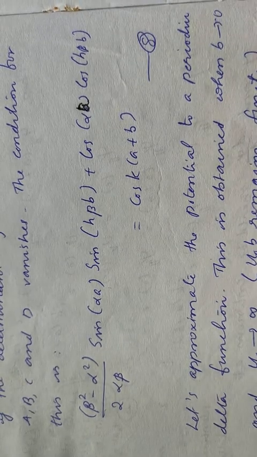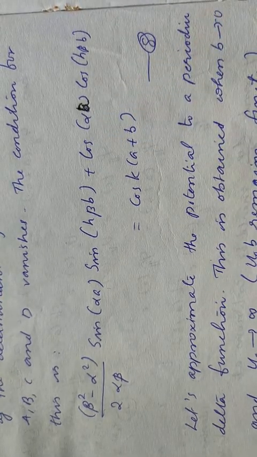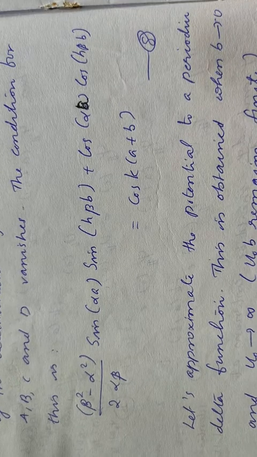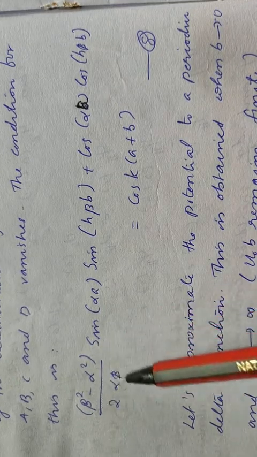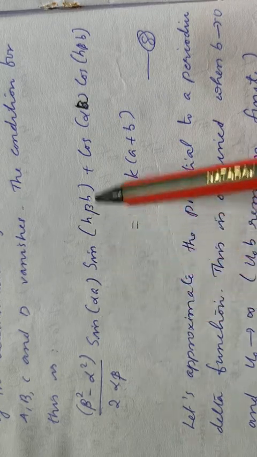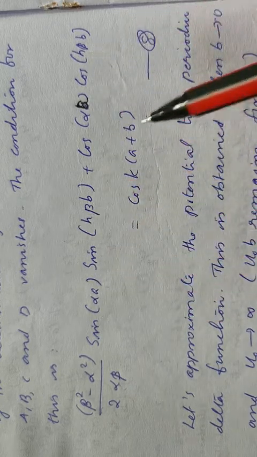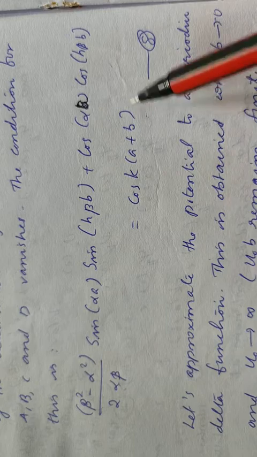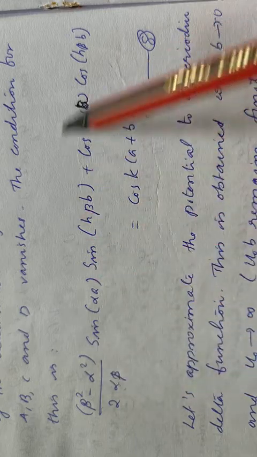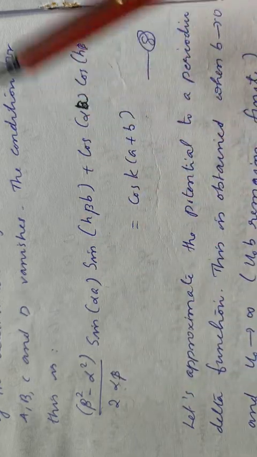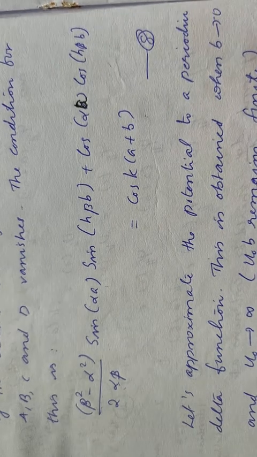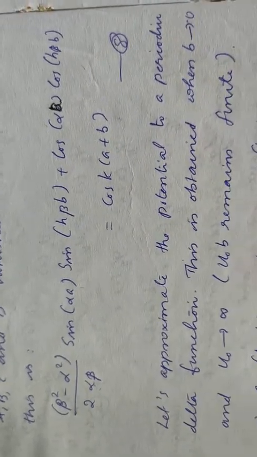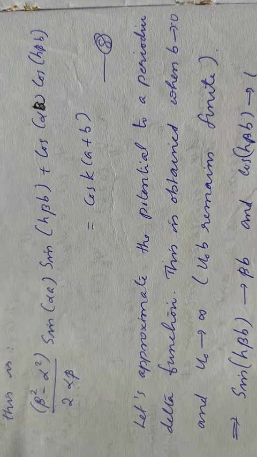After checking this condition of the determinant being 0, we will get this equation: beta square minus alpha square by 2 alpha beta into etc., is equal to cos k into a plus b. This equation is the condition for these four linear equations to have a solution, that is, for the determinant to be 0.